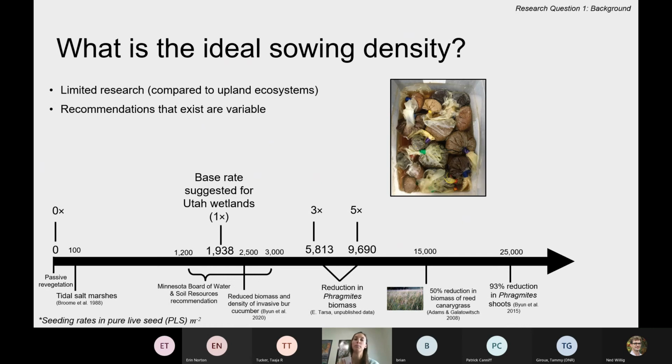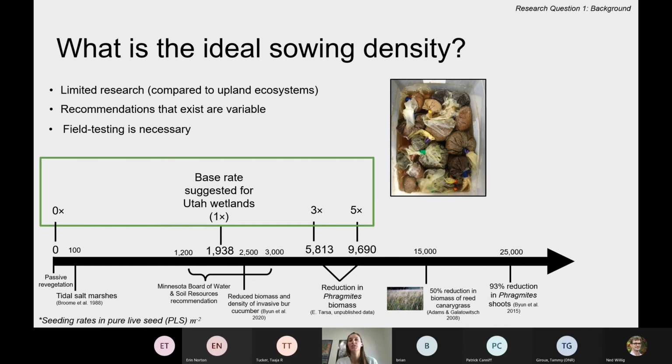So if you look at this diagram on the bottom, I don't expect you to read everything on there, but I just want to impress upon you that there's a large range of recommendations, but also things that have been attempted in different experiments, ranging all the way from passive revegetation, so that would be like a 0x sowing density, a somewhat standard base rate recommended for Utah wetlands, which is a 1x density, and then 3 and 5 times that base rate, which other research in my lab conducted in mesocosms has shown that those higher densities are associated with reduction in Phragmites biomass. But it's going to be important that we test these densities in the field.